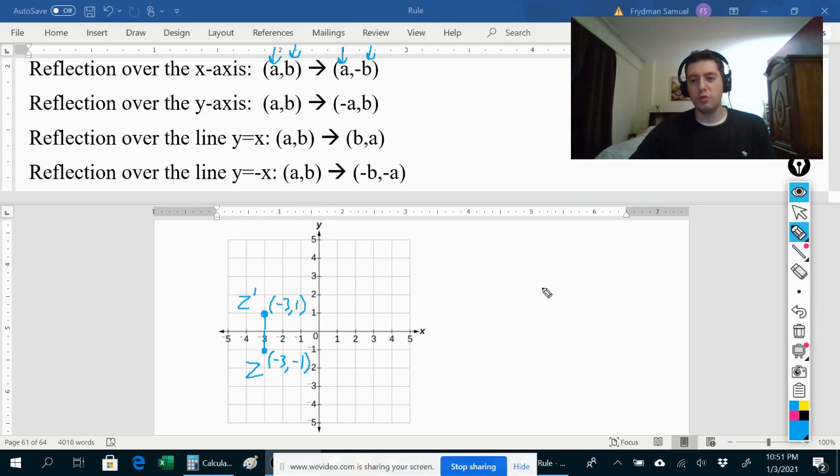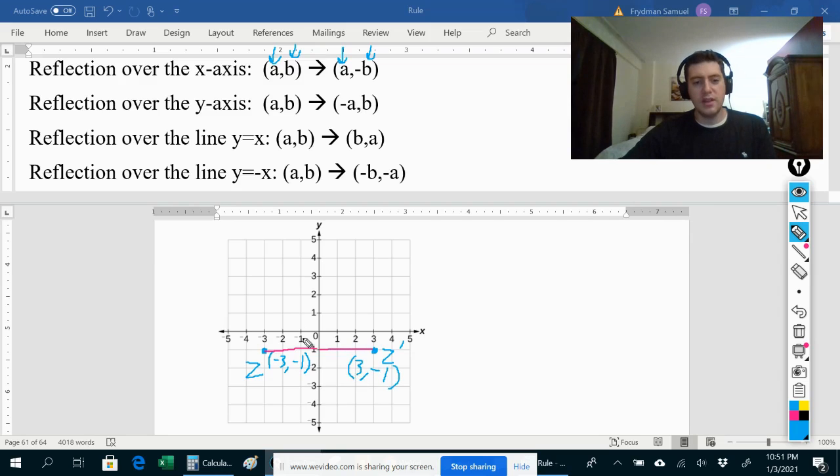Now, what if I were to reflect something over the y-axis? Let's take the same point over here, but reflect it over the y-axis now. So let's count 1, 2, 3, and then on the other side, 1, 2, 3. So this would be the image here. Now this is z prime. And what is that? That is (3, -1).